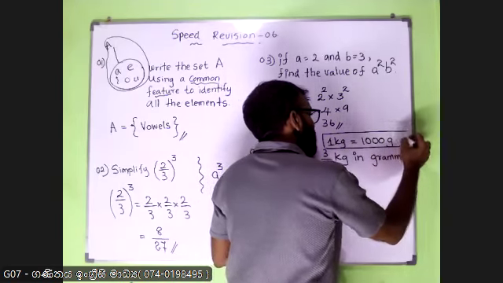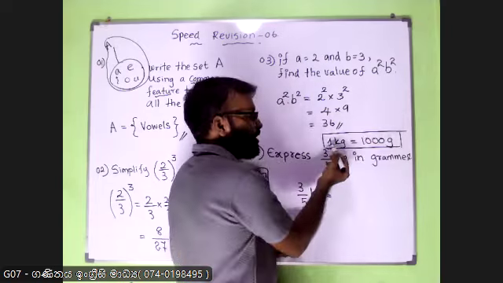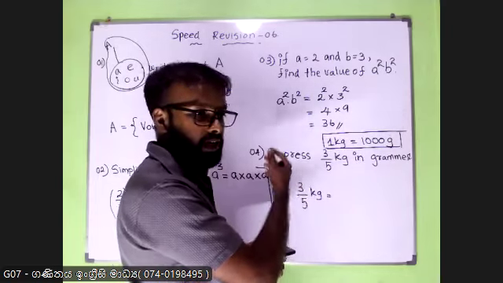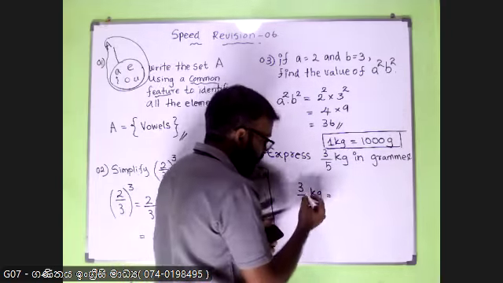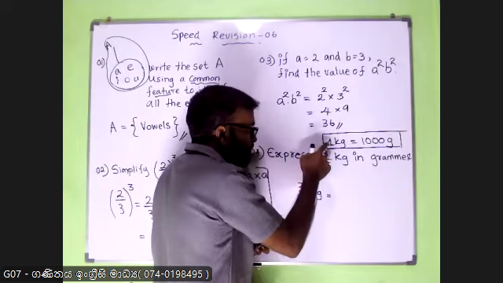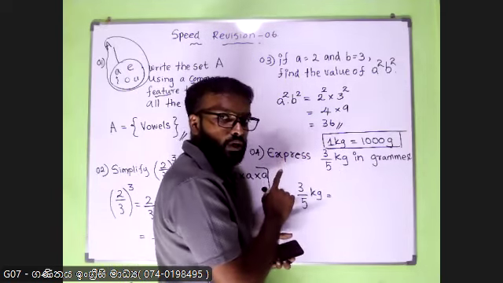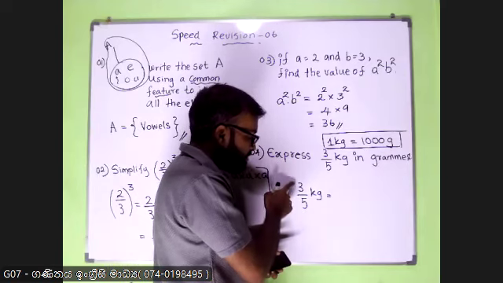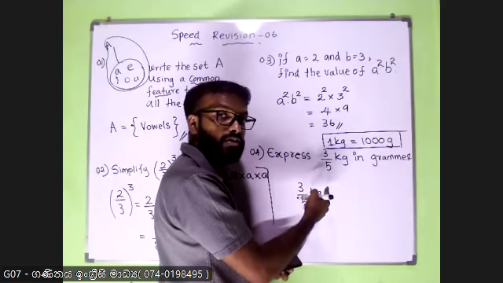Okay. Write these down, child. If you don't remember, 1 kilogram equals 1000 grams. That is the purpose of this. Okay. So 1 kilogram is 1000 grams. Then 3 upon 5 kilogram is how many grams?